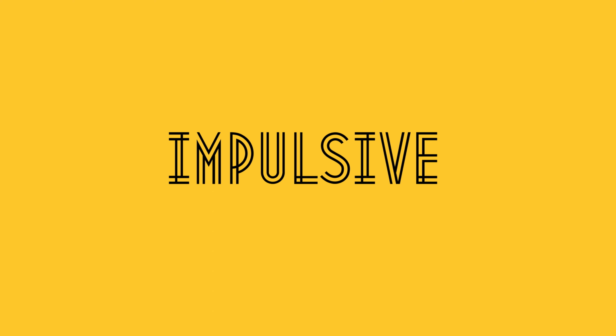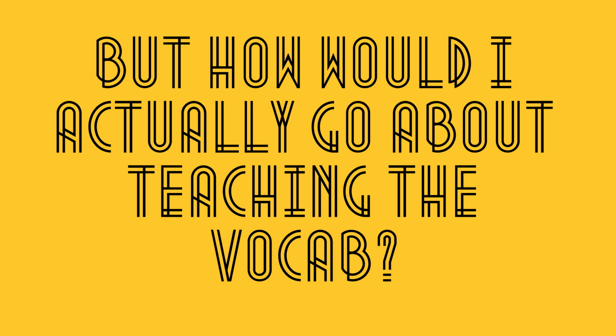Impulsive. A person who is impulsive is spontaneous, reckless, and often acts without thinking. And I'd give the example, she's an impulsive person who loves to try new things and take risks. But how would I actually go about teaching the vocab? Obviously, explanations and examples are great, but what about implementing some active learning?